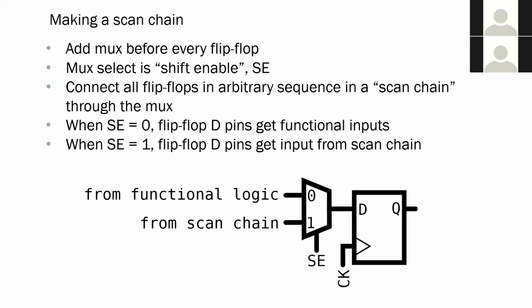And when the shift enable is 0, so when SE is 0, the flip-flops receive the original functional input from the functional logic, from the combinational logic. So this "from functional logic" means there's potentially some combinational logic sending that input. But when SE is 1, the flip-flop's D pin gets its input from the scan chain, from the adjacent flop in the scan chain. So that's the idea here.